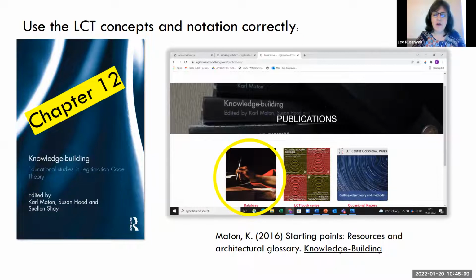And I think one of the very useful things that Karl's done is to write up what he's called the resource and architectural glossary. You can find it in chapter 12 in Knowledge-Building. You can also find it on the Legitimation Code Theory website under the database of LCT publications. It just sets out those notations, those conventions, those fundamental definitions of the concepts. So I find myself going back to that all the time, making sure that my notation is correctly represented in my papers.